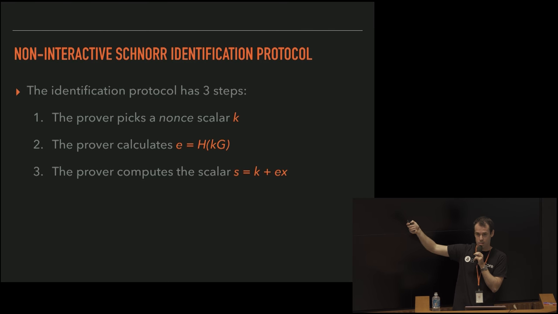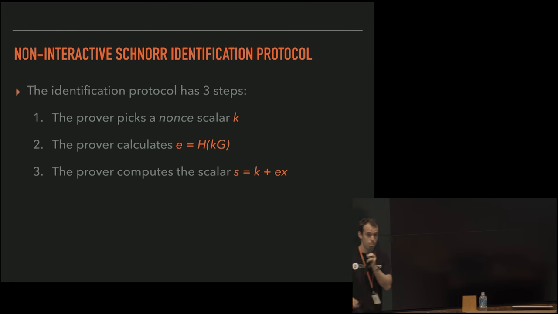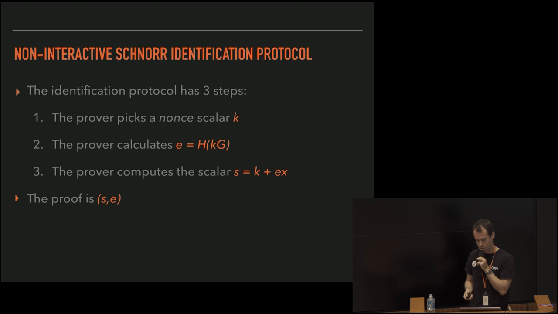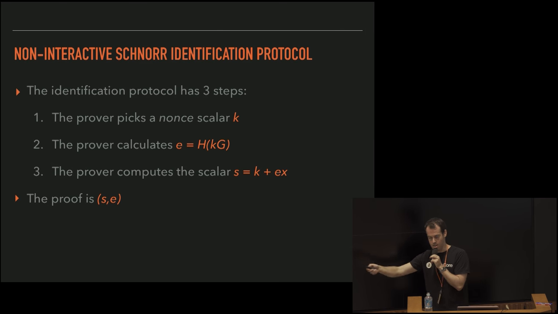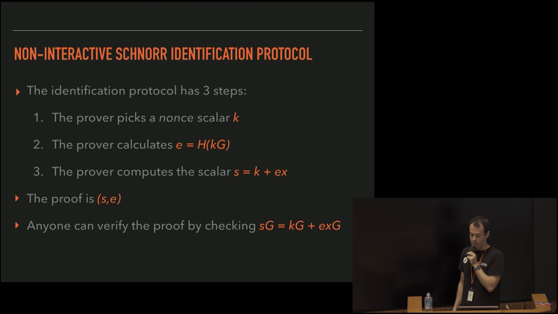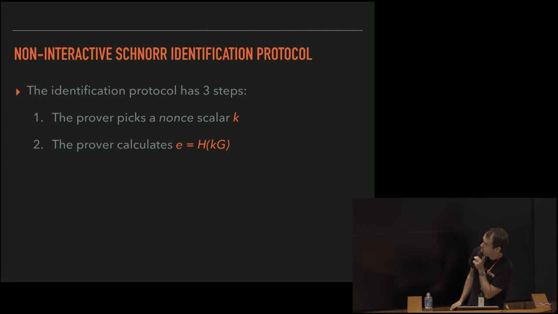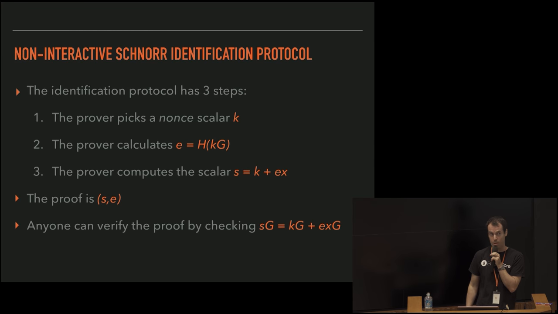So again, this is exactly the same as what happened before, except that our e here is not provided by an external verifier. It is created by this quote "random oracle", which is a hash function. And the proof now is (s, e), right? The prover needs to give s as before, but also give e. And then anyone can verify once again by checking that sG = K + eXG. So this is the same as before, the same identity. Any questions about that?